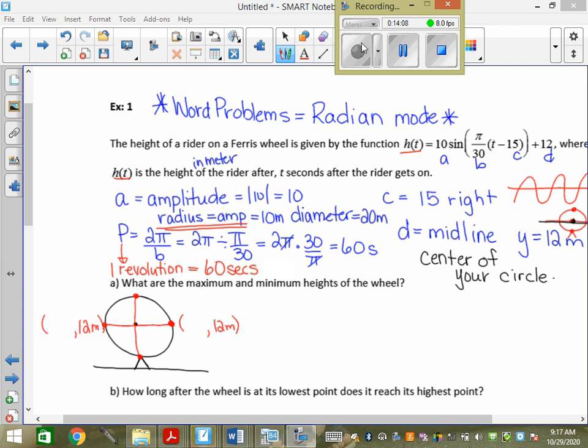How do I find the maximum? Anyone know? What information did they give me that can help me with maximum? D plus the amplitude, because the amplitude is what? Radius, and the D is what? The middle of the circle, isn't it? So my amplitude is 10 meters. So what am I going to max out at? 22 meters, correct? And I'm going to min out at 2 meters.